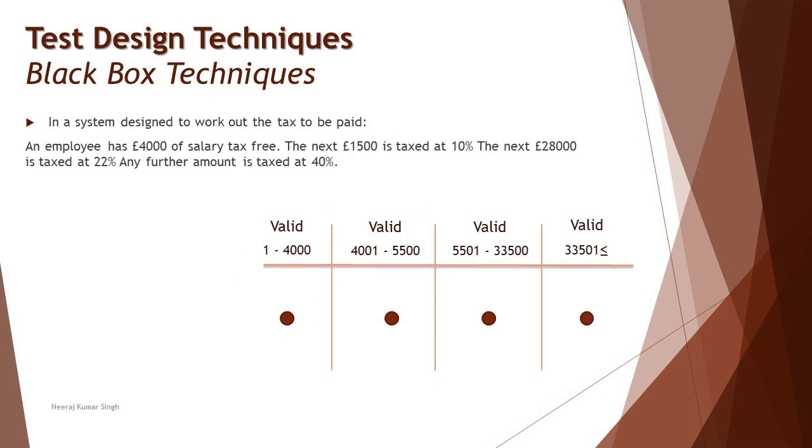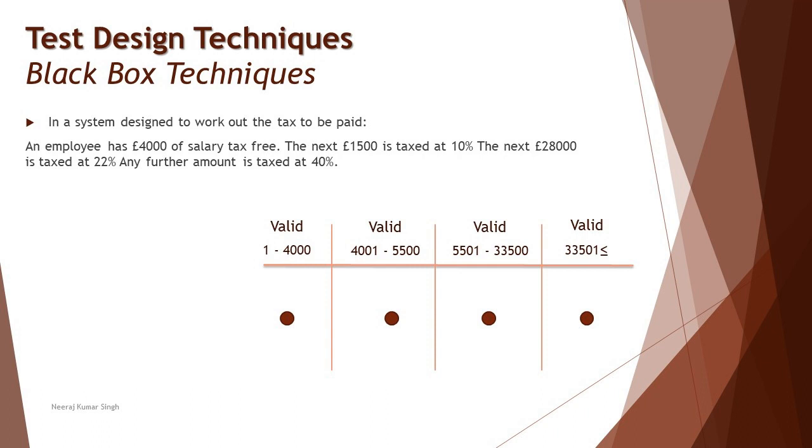Taking another example, which is slightly different, here we are talking about a taxing system. Assume that in a system designed to work out the taxes to be paid by the employees of an organization, an employee has to pay 4,000 of salary tax-free. Some group of people will not pay any tax. So up to 4,000, you do not have any tax. That's one group. The next 1,500 is taxed at 10%.